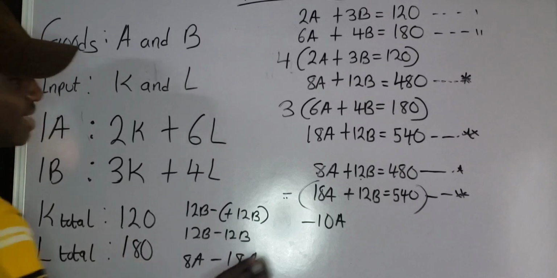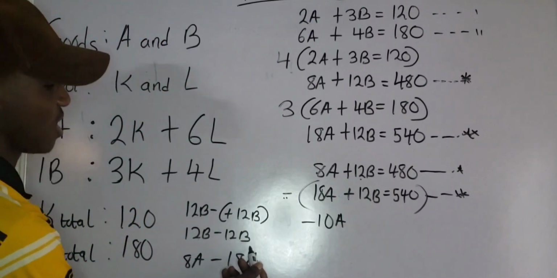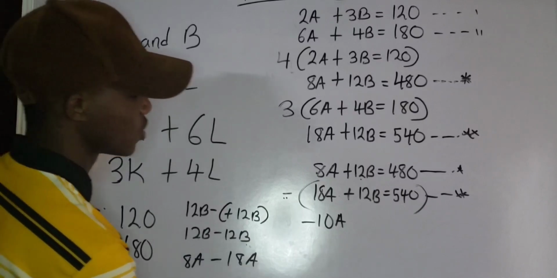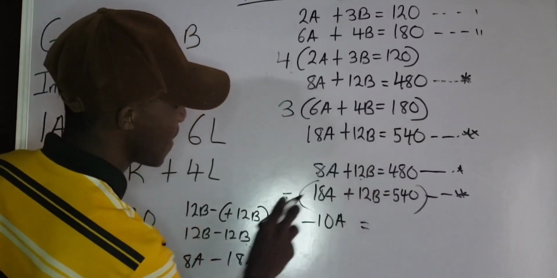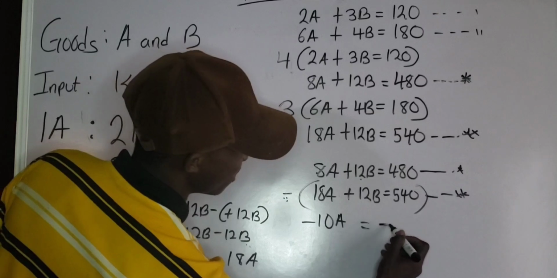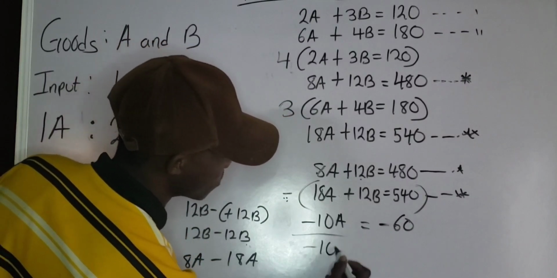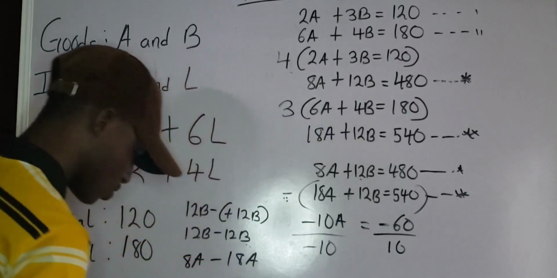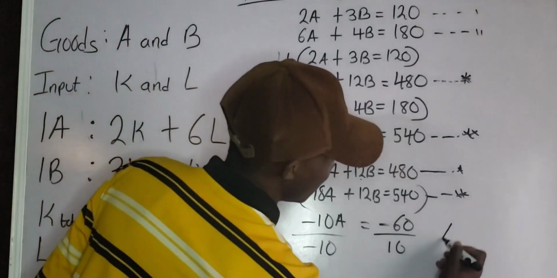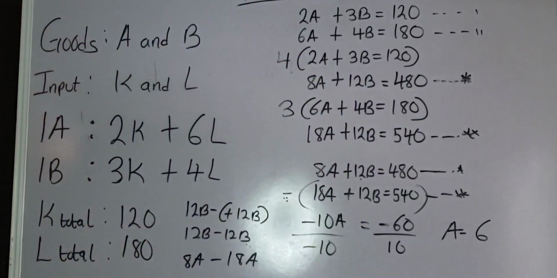Do you understand? And 12b minus 12b will give us 0, so there's no need. Now 480 minus 540, that will give us negative 60. You understand? Negative 60. So the next step is that you're going to divide both sides by negative 10. So I'm going to have a is equal to what? That's 6. So the value of a here is 6.